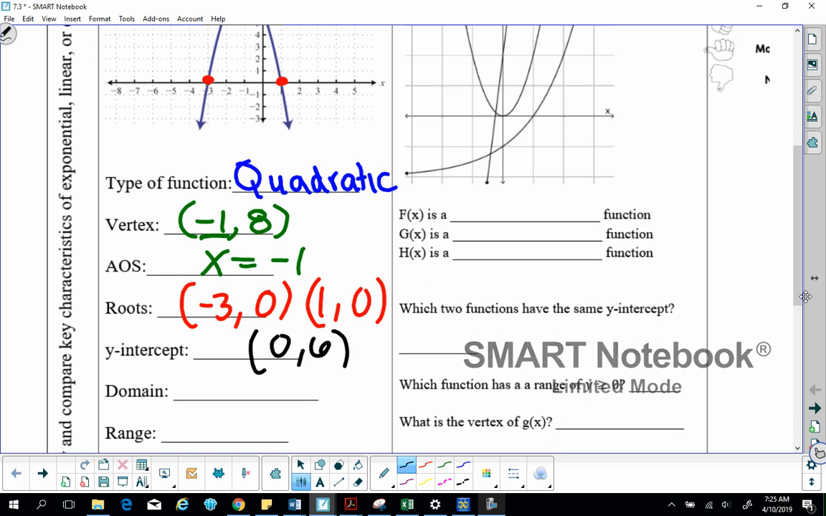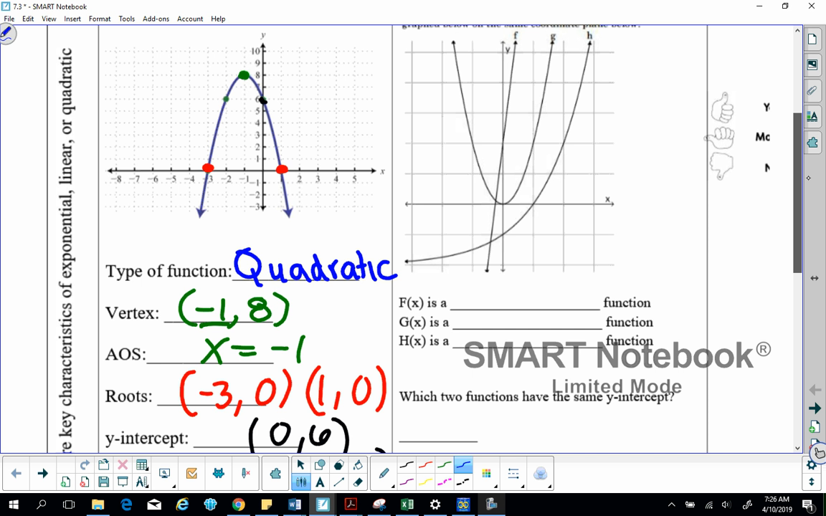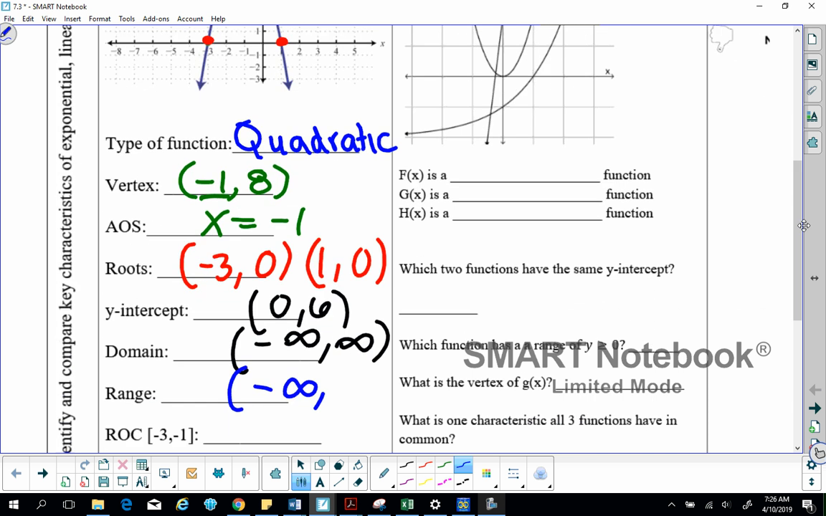Keandra, what's our domain? Yeah. -infinity to +infinity. Perfect. And then for Tiana, do you know our range? Were you able to get that one? No? Does anyone have the range? Or want to give it a try? Remember, it's bottom up. So if it goes down forever and ever, what's that called? -infinity. And then what's the highest point it goes to? What's the highest y? Yep. So it's -infinity to 8. And it's a bracket because it touches it.